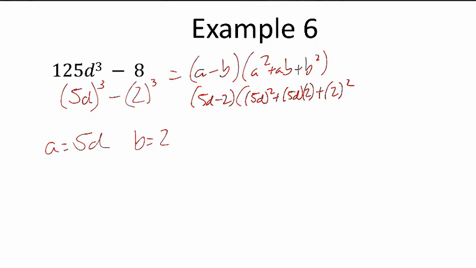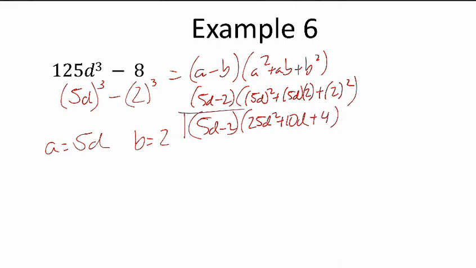Cleaning that up a little bit more, we got 5d minus 2, and then in the other one, 5d squared is the same as 25d squared, plus 5d times 2, that's plus 10d, and then finally we have plus 2 squared, which is plus 4. So that's as factored out as we're going to be able to get that problem.